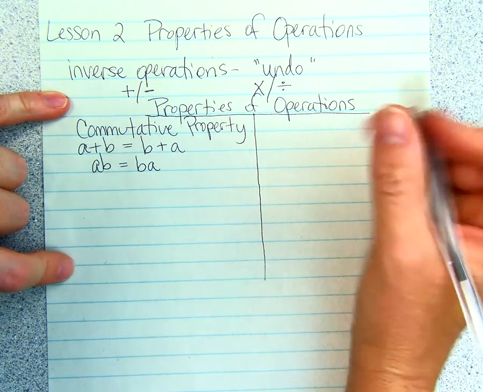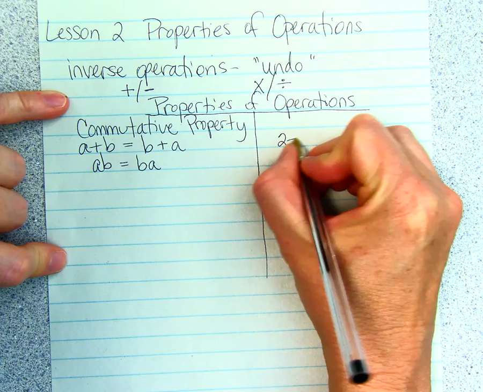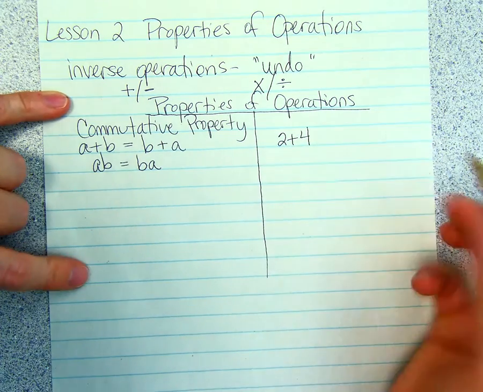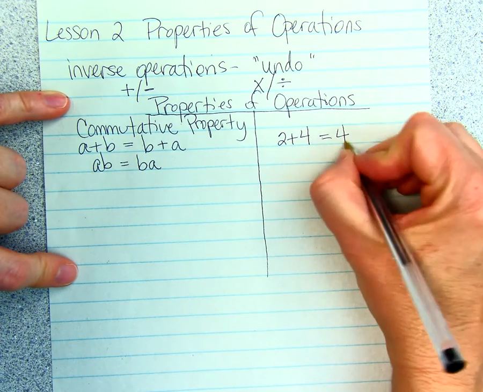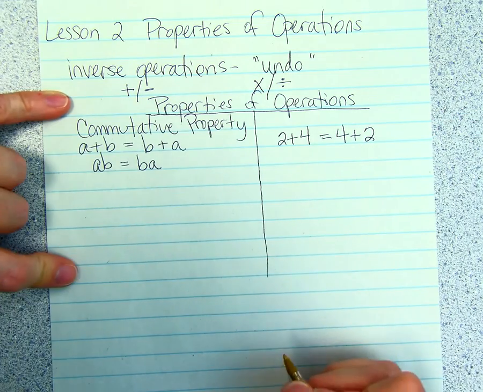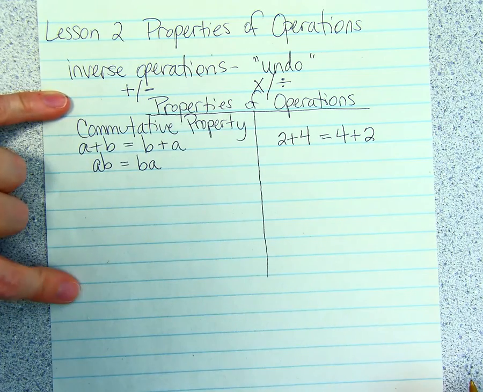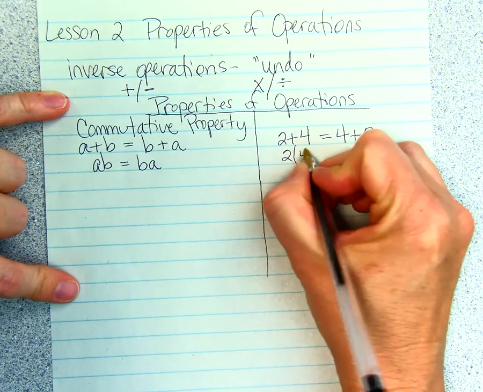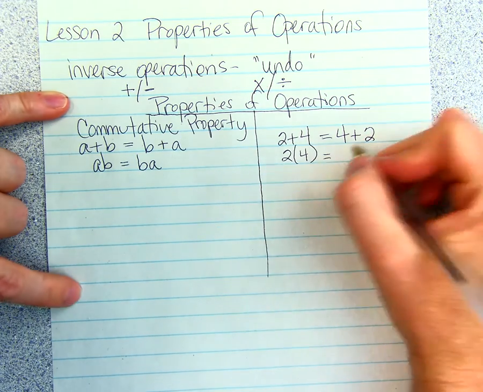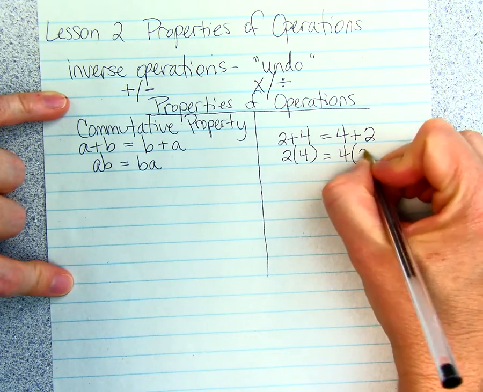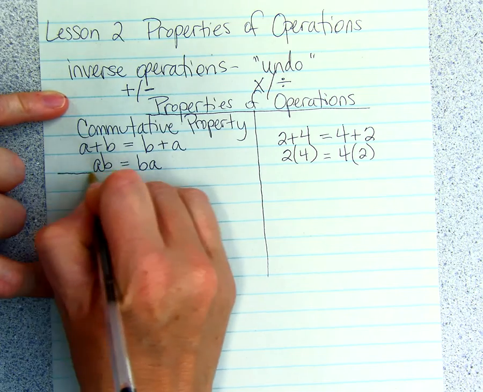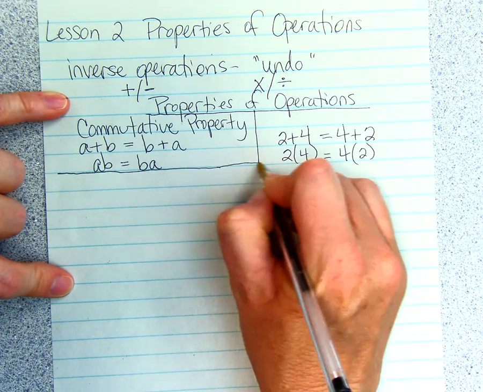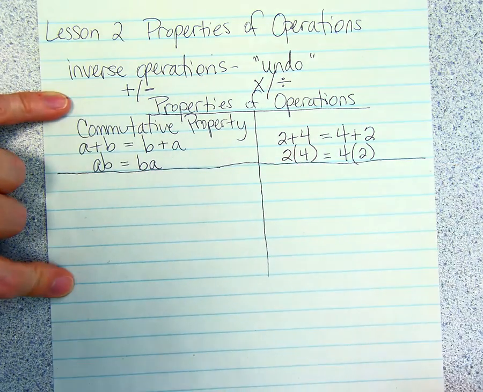Some examples would be 2 plus 4. If I added 2 plus 4, I'm going to get the same thing if I add 4 plus 2. Or if I multiply 2 times 4, it's the same answer as if I do 4 times 2. So that demonstrates the commutative property. The order doesn't matter when you're adding or multiplying.